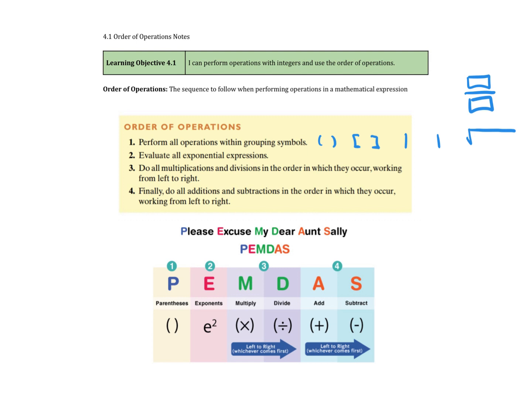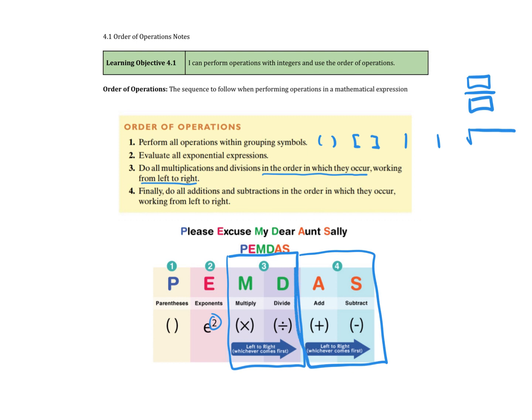Then after you do anything that's grouped, you're going to do exponents, which are those small little raised numbers in your expression. After exponents come multiplication and division. And you do them in the order in which they occur, working from left to right. So multiplication and division are on the same level. You might divide before you multiply if it comes first. You do whichever one comes first. And then addition and subtraction are also on the same level, where you do them in the order in which they occur, working from left to right.